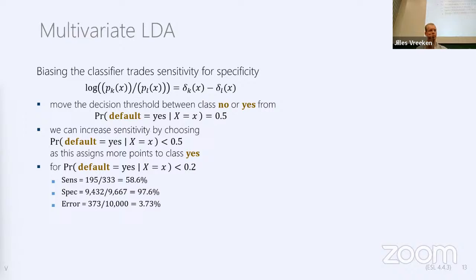Essentially, what we can do, well, let me put it differently. Normally, the decision threshold between class no and yes is the Bayes optimal one. It's at 0.5, where we say that these probabilities are exactly the same.